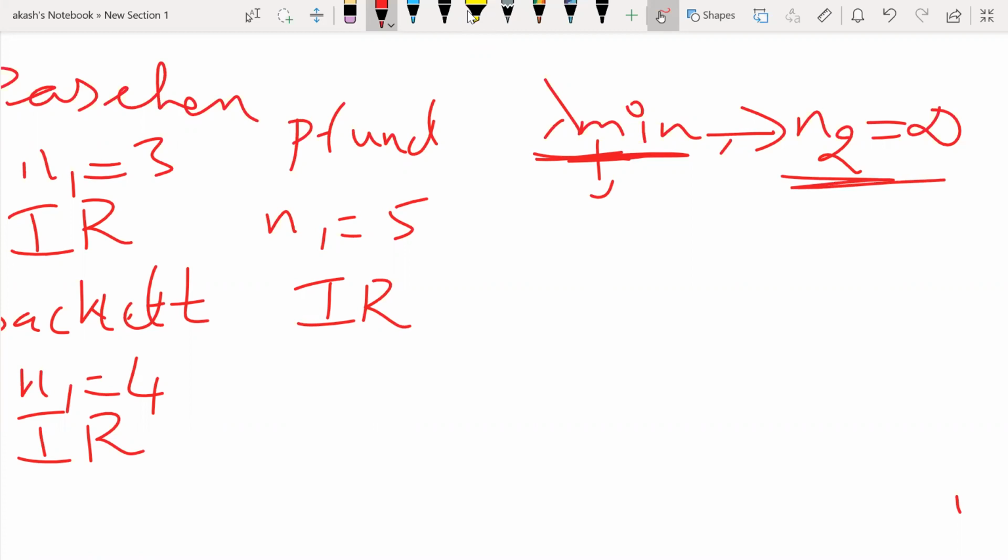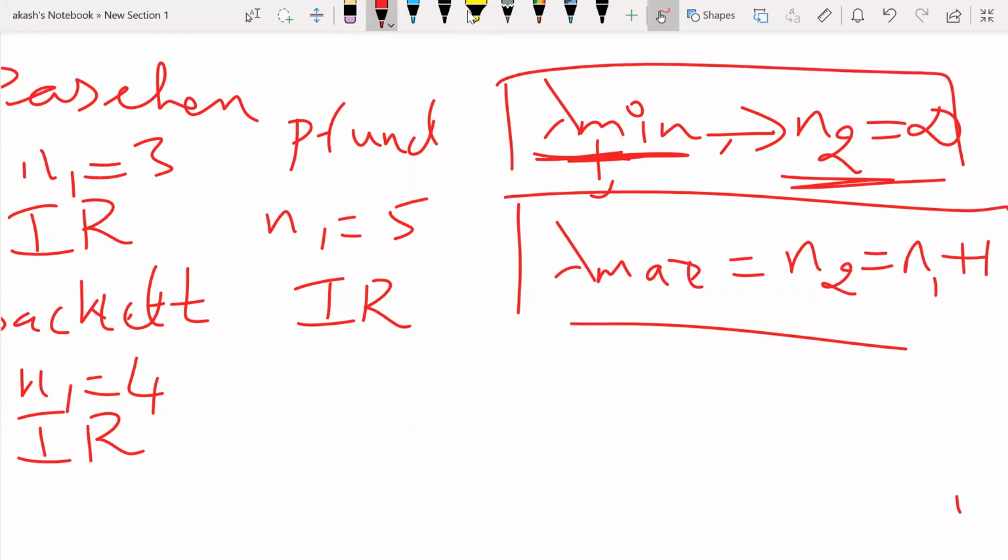n1 value will depend on what kind of series it is. And if you want to find lambda maximum, you have to put n2 as n1 plus 1. Please remember these two. It is going to save a lot of time. For minimum wavelength, n2 should be infinity. For maximum wavelength, n2 should be equal to n1 plus 1. For example, for the Lyman series, for lambda max, n2 should be 2.